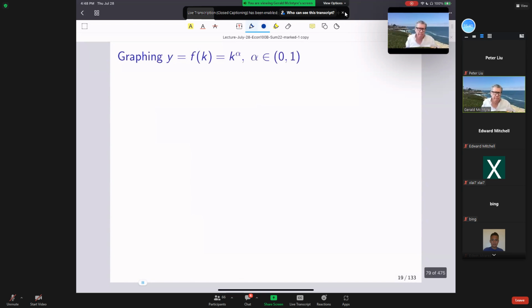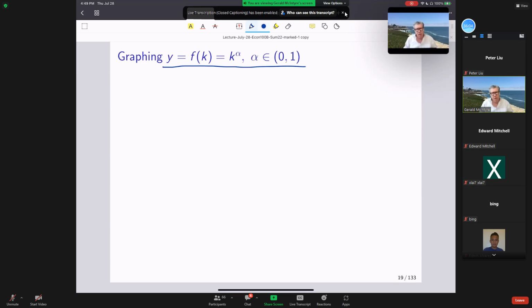So, I am one step away from blowing your minds, just one step, okay? I want to graph this function. Here's the function I want to graph. Somebody in chat, what does this function look like? I want to graph it.